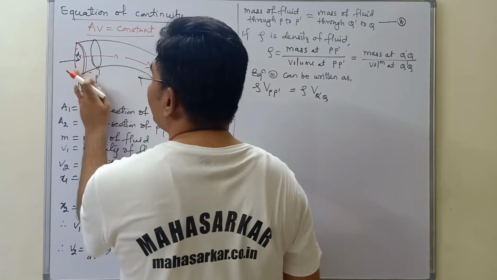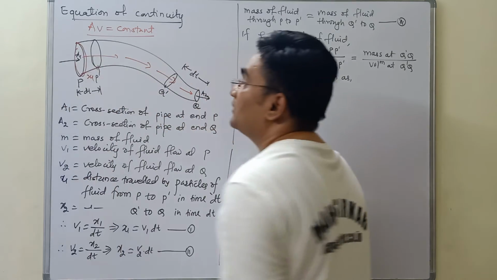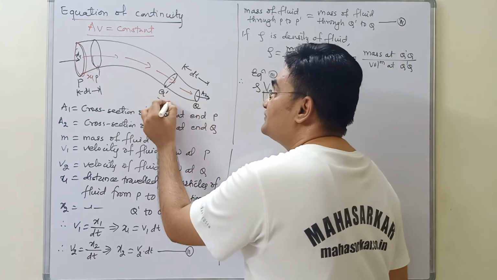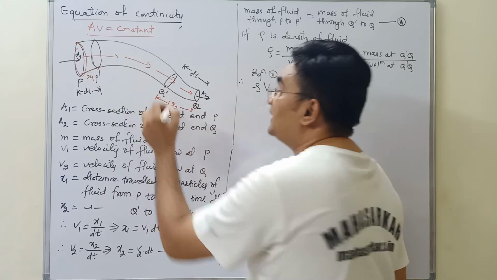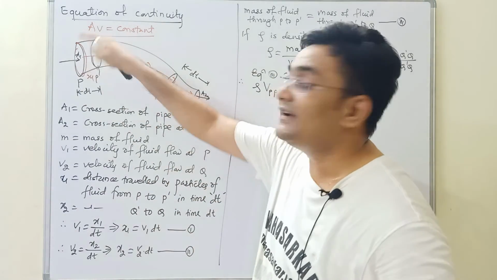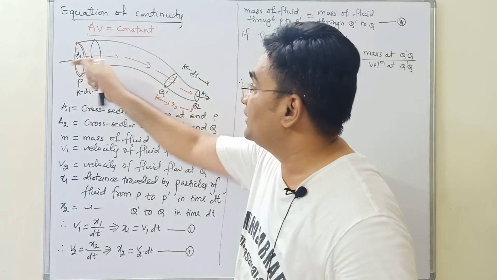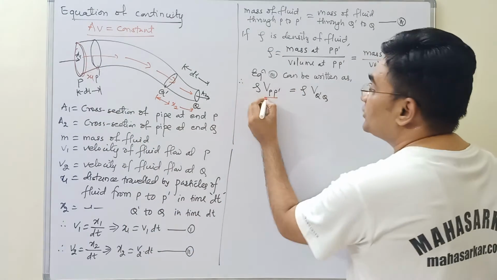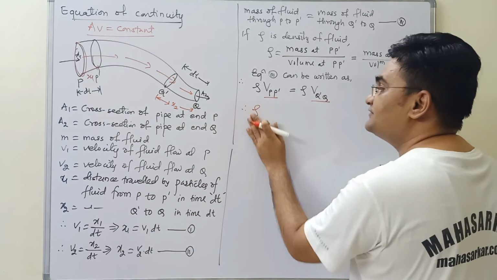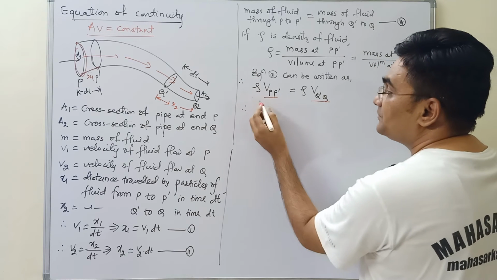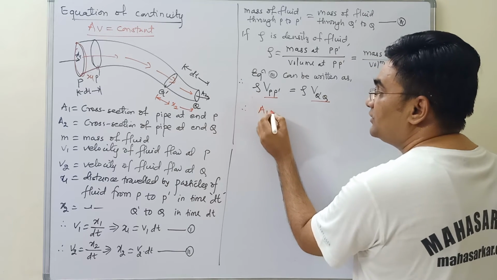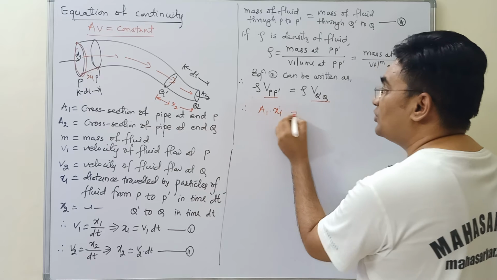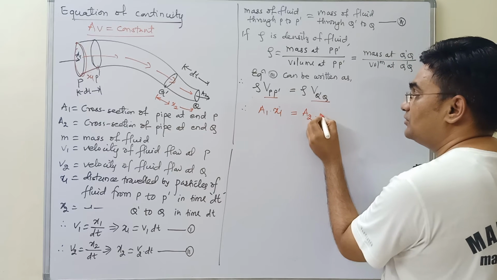Here the area is A1 and the distance is x1. Here the area is A2 and the distance is x2. In that case, what is the volume of the cylinder? This is like a cylinder, right? Volume of a cylinder is pi r square into h. Pi r square means this A and h means this x1. So I can write, instead of this and this, rho is cancelled. So what can we write? Area into distance x1 is equal to area into x2.